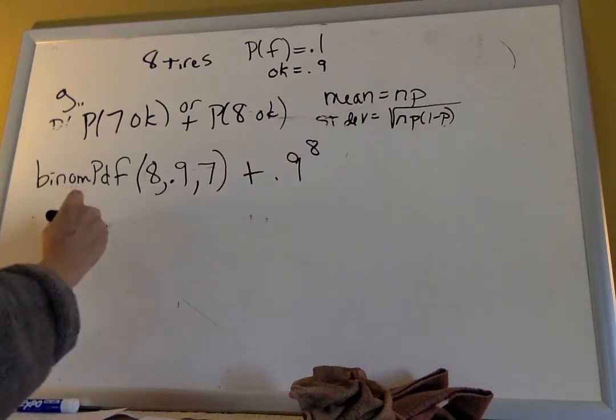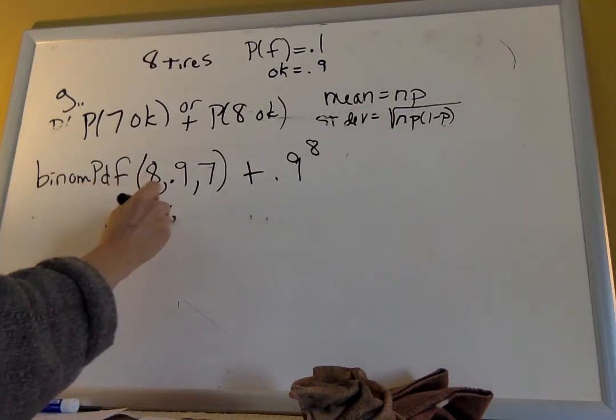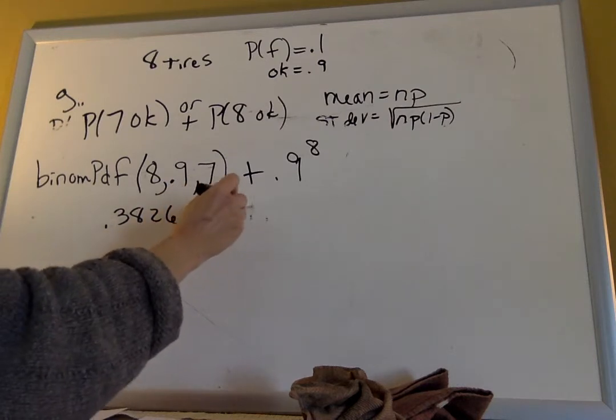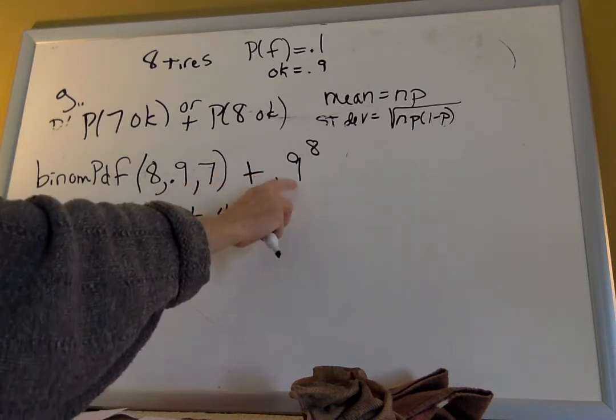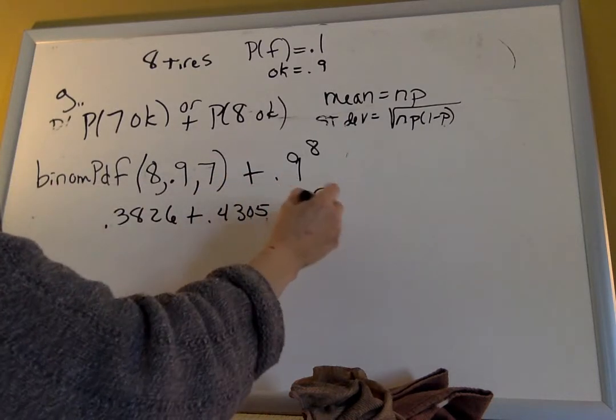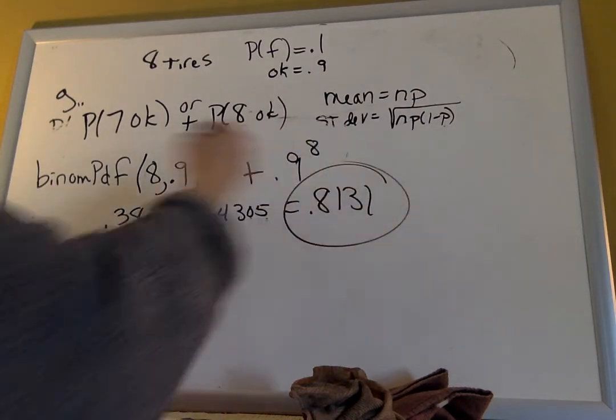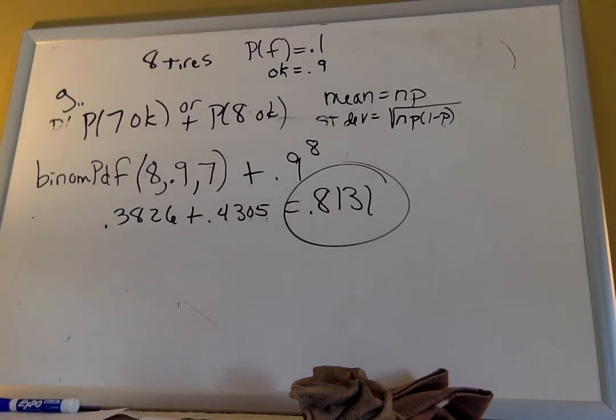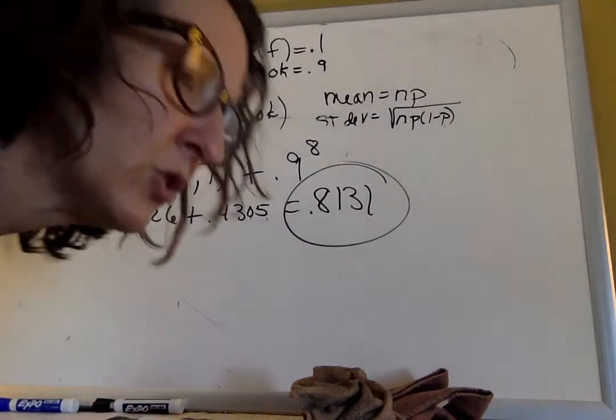So this should give you 0.3826 plus 0.4305. Now you'll notice on the lecture notes I showed it as the PDF. So it does not matter. You have your choice. I'm going to check some math here real quick. Yep. And that will give you 0.8131. That's your answer, or 81.31%. So that was just to finish up the word problem. Those problems kind of look like test questions.